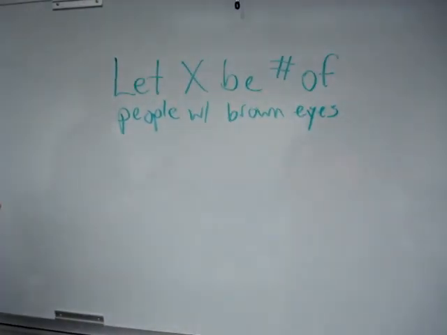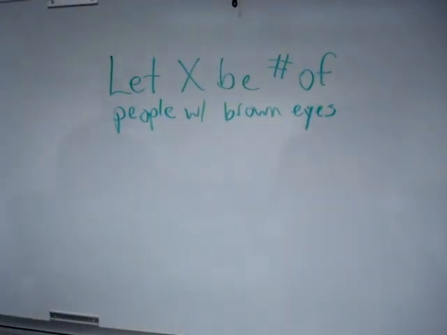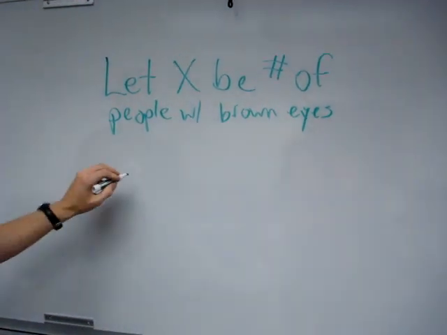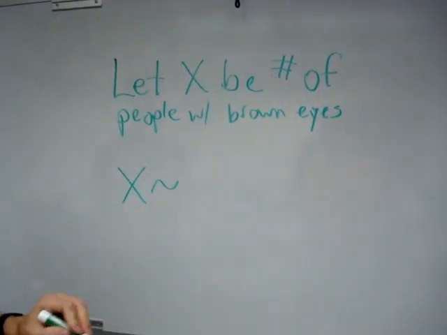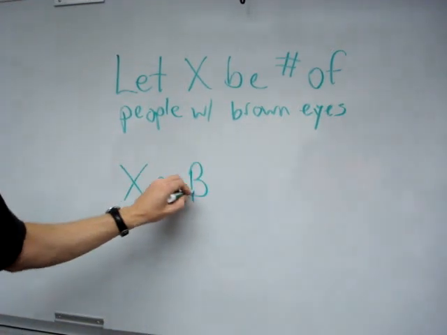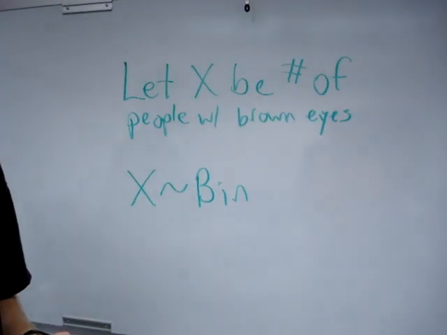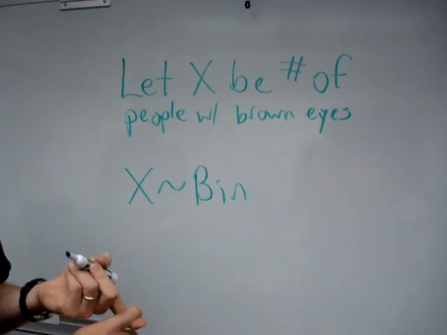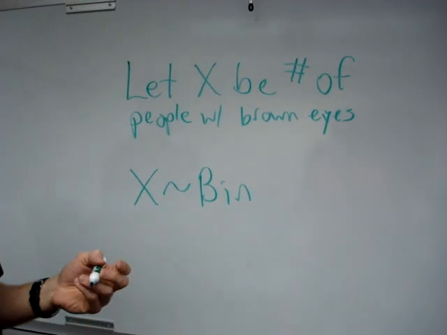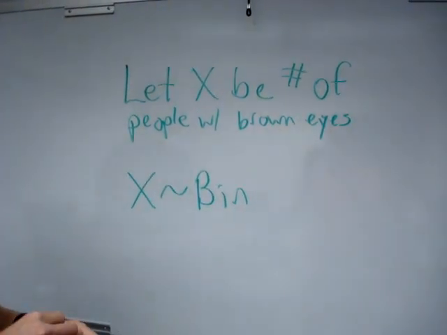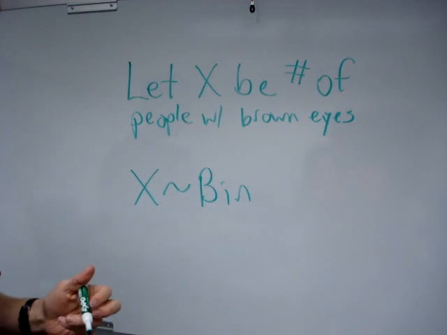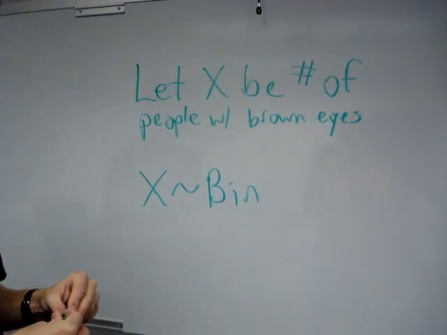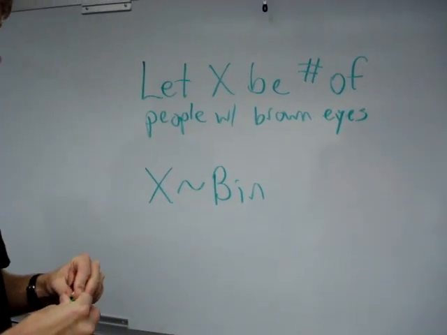We'll let x be the number of people with brown eyes. We'll go ahead and define a random variable, and then we need to figure out what its distribution is. Well, as it turns out, it's binomial. It meets the 4 criteria. We have a fixed number of trials, 14. We have 14 people. We have a fixed chance of success. In this case, it's 0.4 because we're assuming that 40% of people in the population have brown eyes.